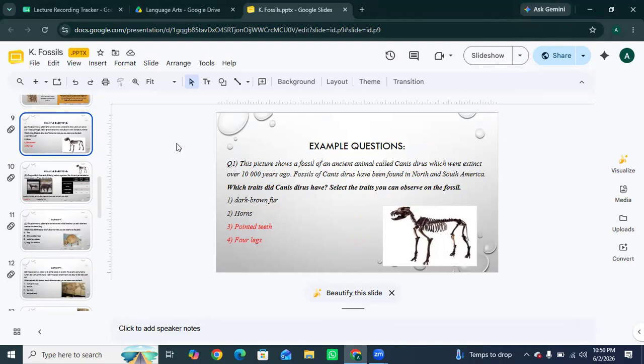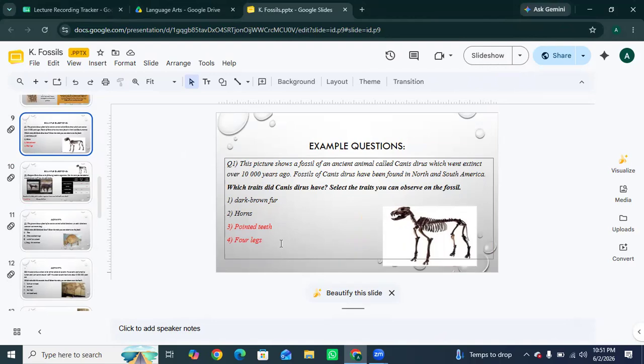Okay, here we have some example questions. Okay, so this picture shows a fossil of an ancient animal called Canis dirus, which went extinct over 10,000 years ago. Fossils of Canis dirus have been found in North and South America. Okay, which traits did Canis dirus have? Select the traits you can observe on the fossils.